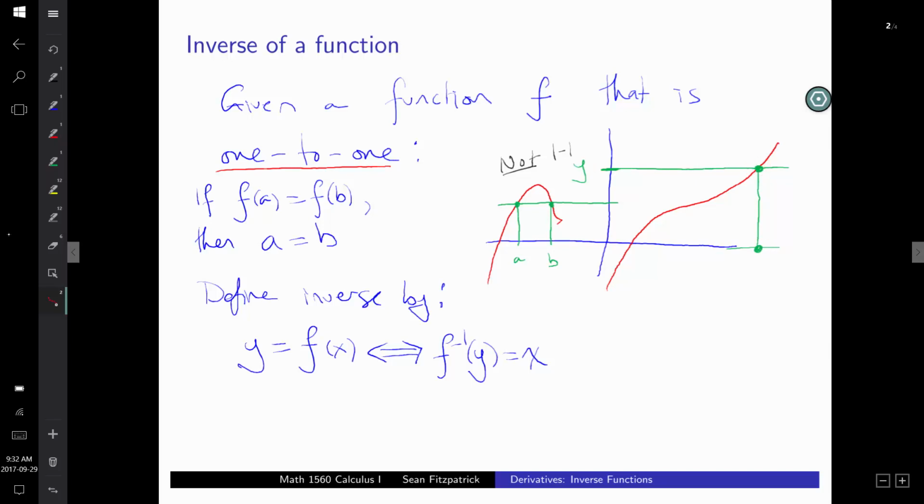With the inverse, we go the other way. We start with the y value, we head across until we hit the graph, and then we go down to see what the x value is. That's what the inverse is computing for us, okay?